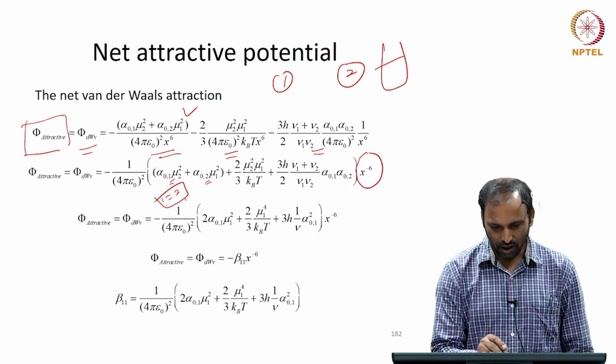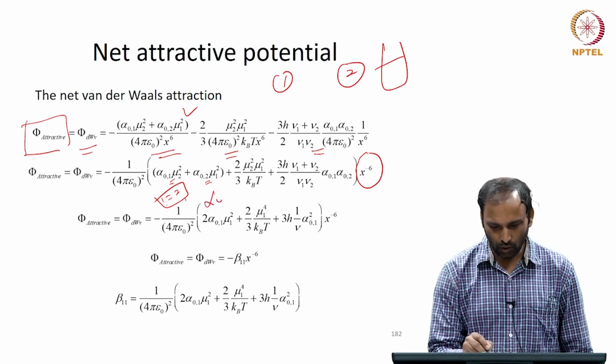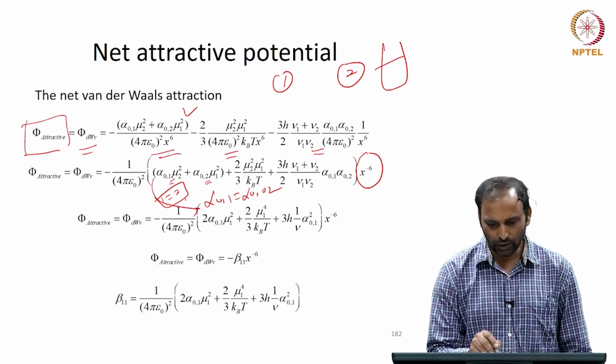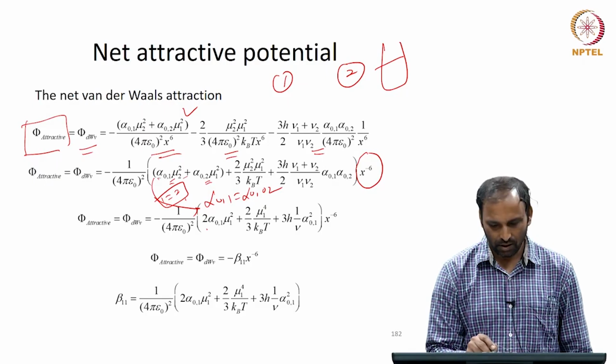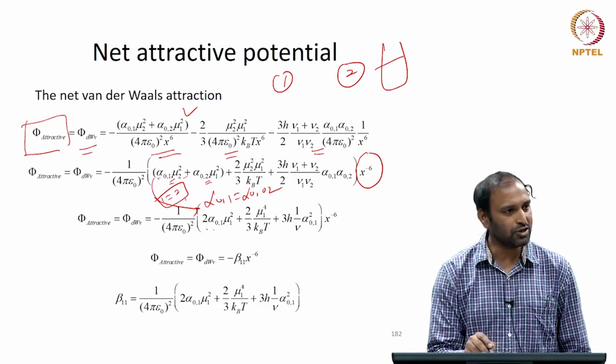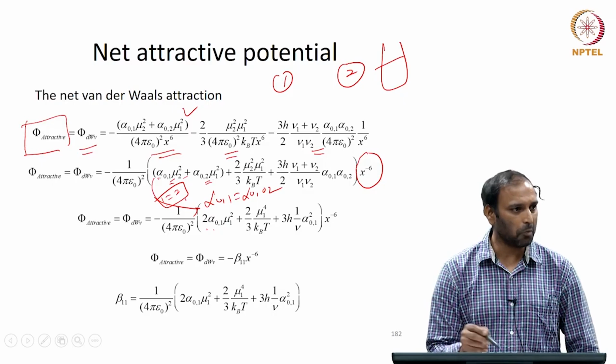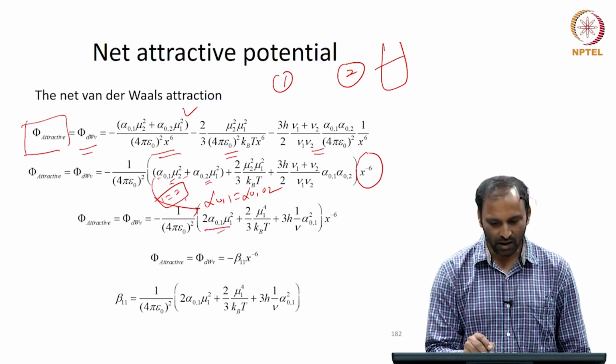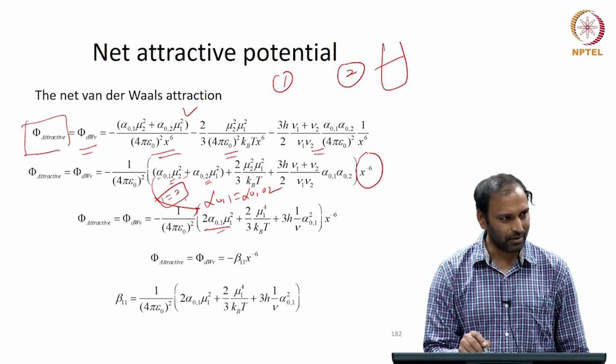Therefore, your alpha 0 1 will be equal to alpha 0 2, right. Therefore, I have written this as 2 times alpha 0 1. Again, mu 1 is equal to mu 2 because the dipole moment of water will be the same, right. Therefore, this becomes 2 times alpha 0 1 mu 1 square.